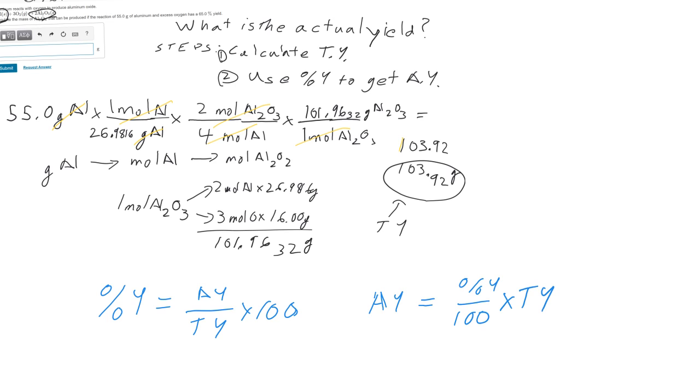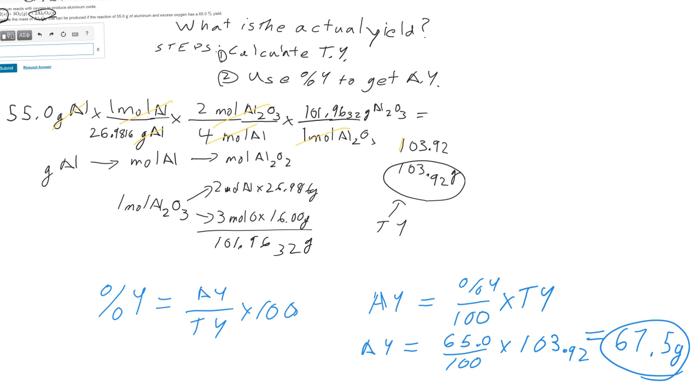So to get our actual yield, we're taking our percent yield and multiplying by our theoretical yield of 103.92 to get our actual yield. So basically, we're taking 65% of 104 times equals 67.5 grams. And that's your answer.